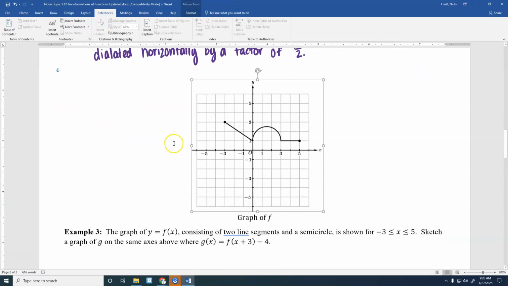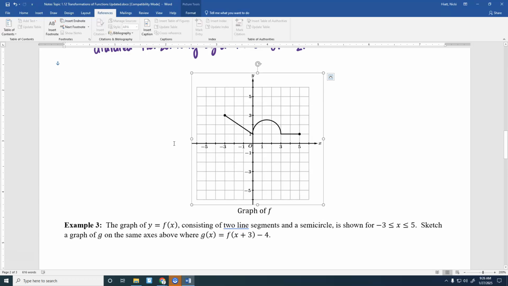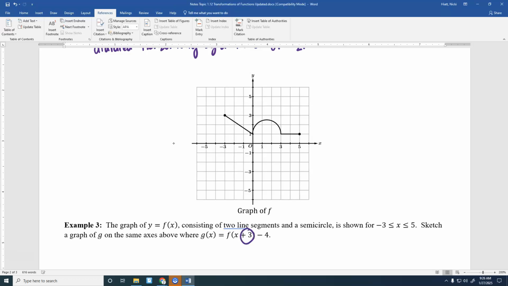Let's look at what to do whenever they give us a graph. They give us the graph here of f of x. It consists of two line segments and a semicircle that's shown for -3 to 5. We're supposed to sketch the graph of g on the same axes above, where g of x equals f of x plus 3 minus 4. So for this graph, we have a plus 3 on the inside, which means we need to go left 3, and we have a minus 4, which means we need to go down 4.